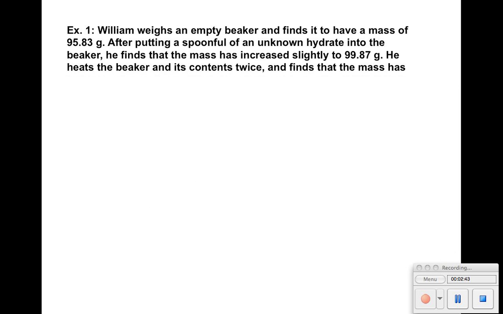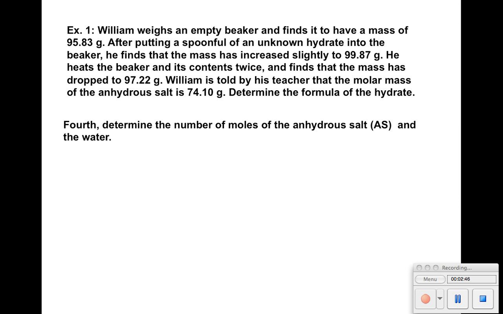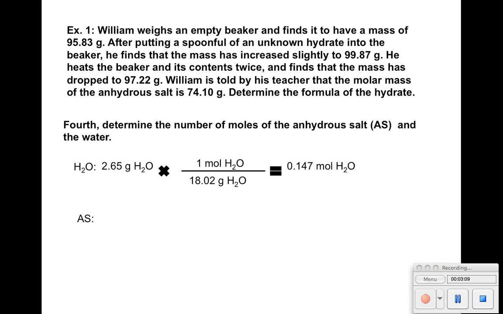Now, fourth, you're going to determine the number of moles of the anhydrous salt and the water. Let's look at these separately. We start with the amount of water that was driven off, which we found on the first slide, which was 2.65 grams of water. We multiply that by 1 mole of water over the molar mass of water, which is 18.02. We just determined that in the previous slide. And we get 0.147 moles of water.